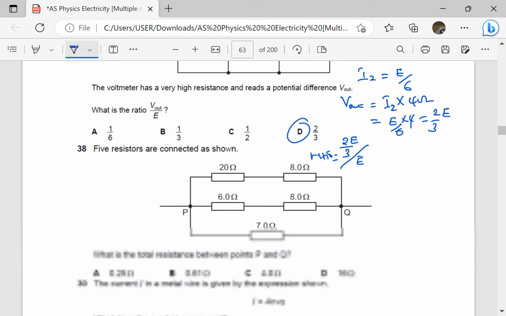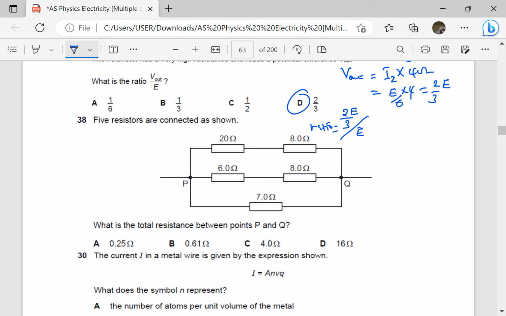5 resistors are connected as shown in the figure. What is the total resistance between points P and Q? That is very easy. These ones are in series, we add, so they give us 28. These ones are in series, we add, they give us 14. So we now have all these ones in parallel. So 1 over total resistance is going to be 1 over 28 plus 1 over 14 plus 1 over 7. Remember to find the reciprocal at the end.